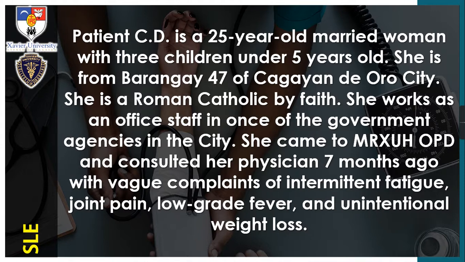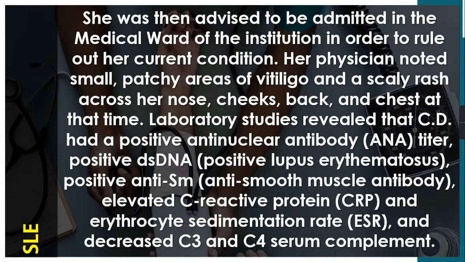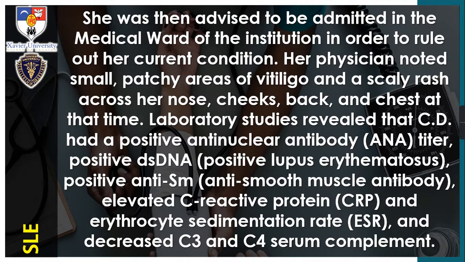She came to MRXUH OPD and consulted her physician 7 months ago with vague complaints of intermittent fatigue, joint pain, low-grade fever, and unintentional weight loss. She was then advised to be admitted in the medical ward of the institution in order to rule out her current condition. Her physician noted small patchy areas of vitiligo and a scaly rash across her nose, cheeks, back, and chest at that time. Laboratory studies revealed that CD had a positive anti-nuclear antibody, or ANA titer, positive dsDNA or positive lupus erythematosus, positive anti-Sm or anti-smooth muscle antibody, elevated C-reactive protein and erythrocyte sedimentation rate, and decreased C3 and C4 serum complement.